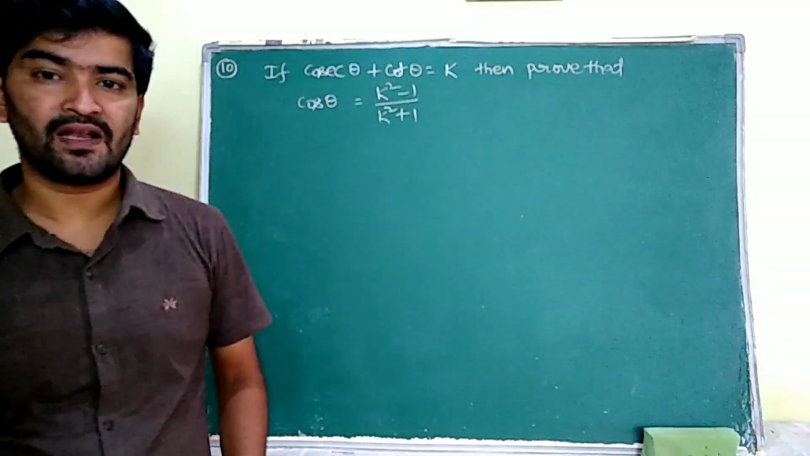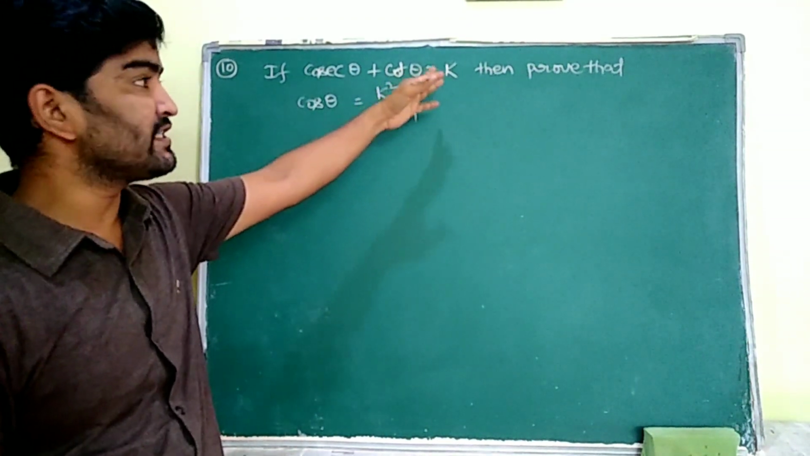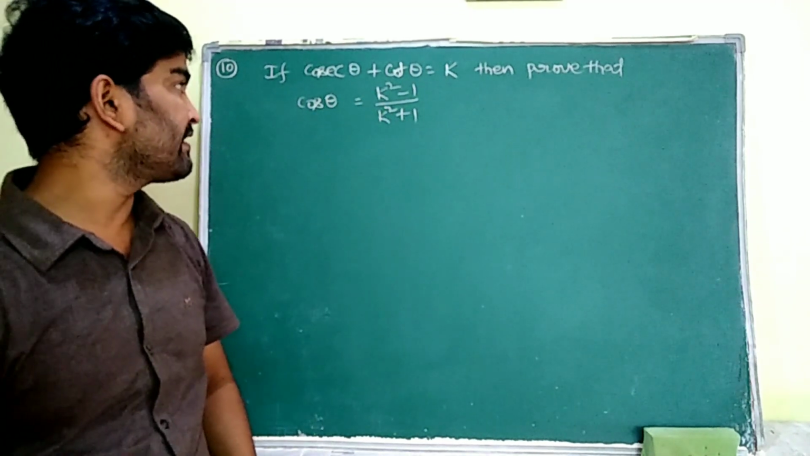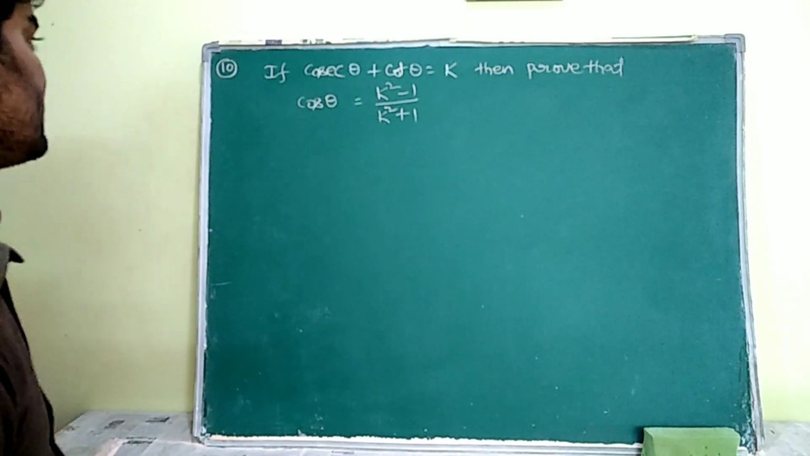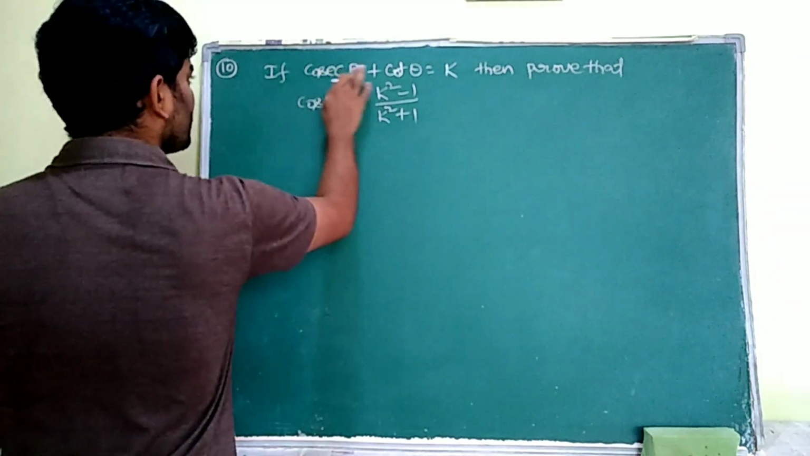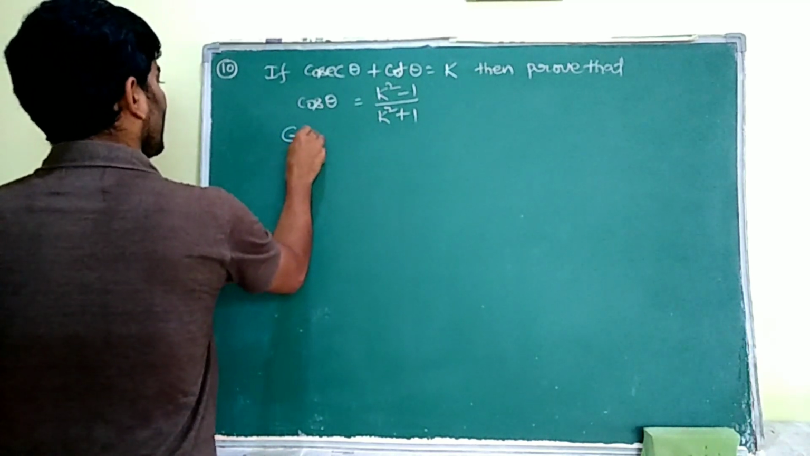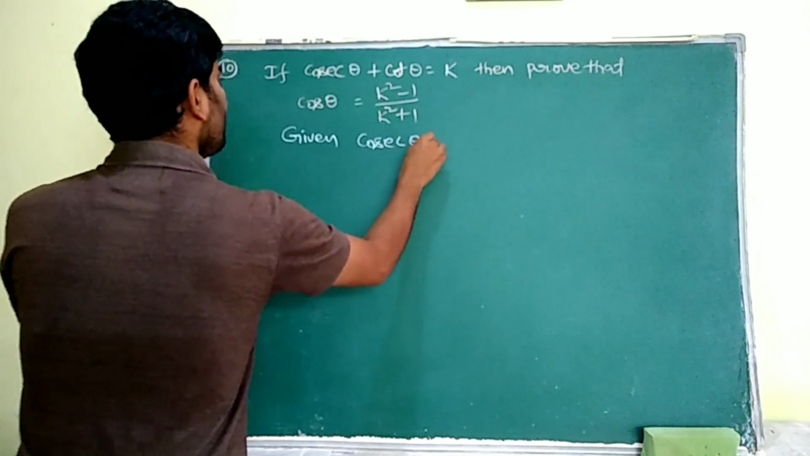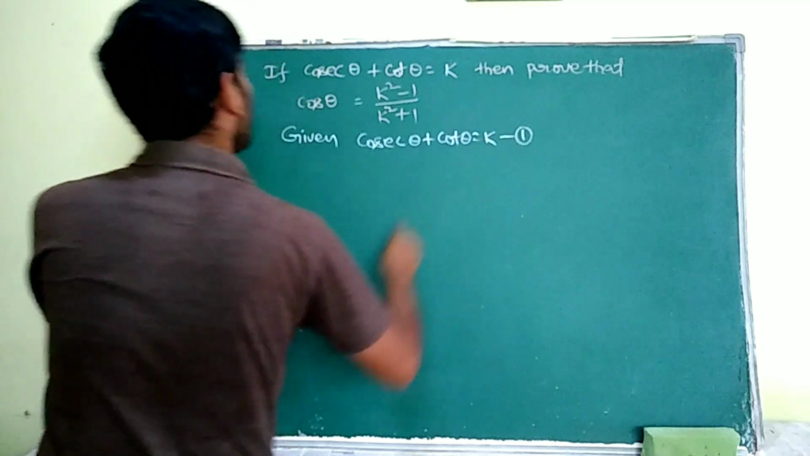Now, this is the last question of this chapter. If cosecant theta plus cot theta is equal to k, then prove that cos theta is equal to k square minus 1 by k square plus 1. So here he gave cosecant theta plus cot theta is equal to k. Thus you have to write that. Given cosecant theta plus cot theta is equal to k, let it be 1.